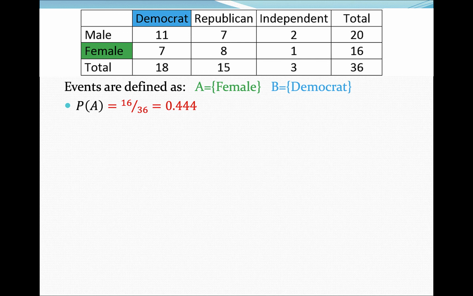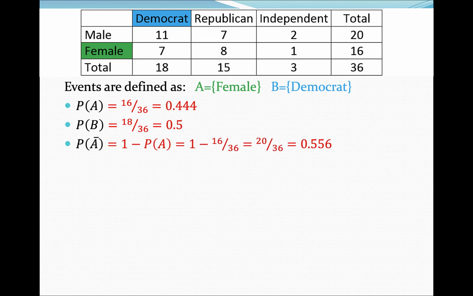So let's run through the same probabilities as we did before. It works basically the same way, only now you're using the numerical values within this contingency table. So the probability of A is the probability that we select a female. Well, we know the denominator is 36 because there's 36 people that we're dealing with here. Out of those, 16 are female, so that's just simply 16 over 36, which is 0.444. The probability of B, the B is that the individual identifies as a Democrat. 18 people identified as Democrat out of 36, so that is 18 over 36, or 0.5.